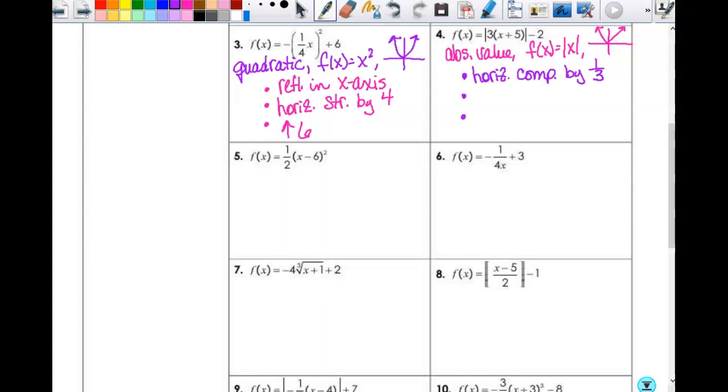That 5, that's going to be a translation or a shift, which way? Left 5, good. And then the 2 means it is down 2. Everybody good with all that? Easy enough? Yes? Okay. So we're not going to do number 5. We're going to do number 6, and I'm going to use this space maybe for a little bit of stuff. So let's look at number 6.